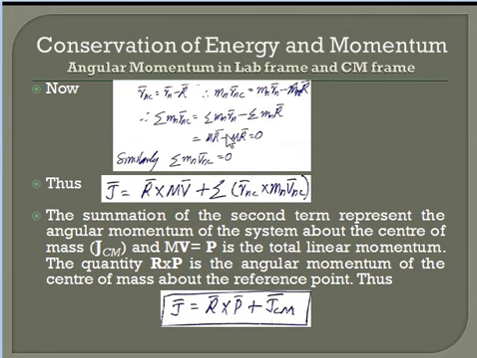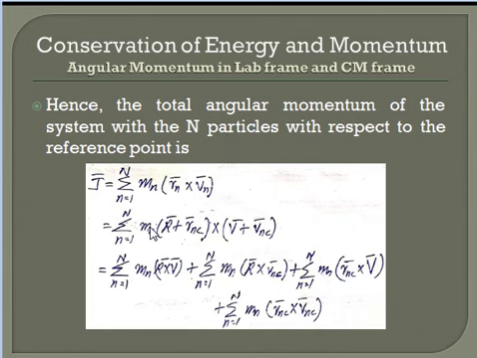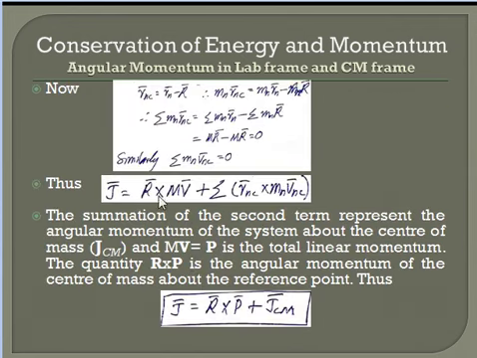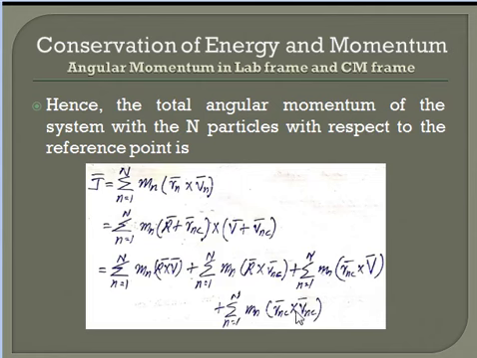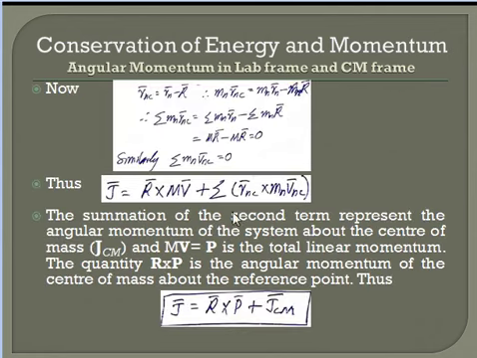There remain another two terms. The remaining two terms are, first, the sum from n equals 1 to n of Mn into R cross V. Now this sum of Mn is capital M. Therefore this becomes M into R cross V, or R cross capital M into V. And we can write this as J is equal to R cross MV plus sigma, the last term, Rnc cross Mn Vnc.